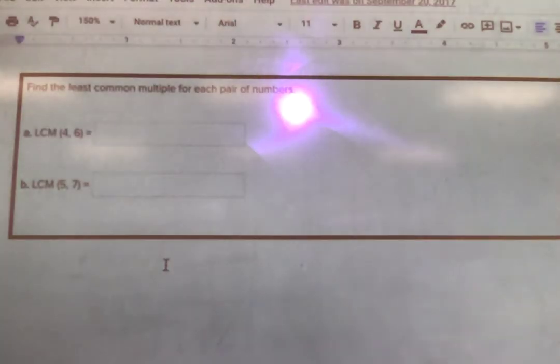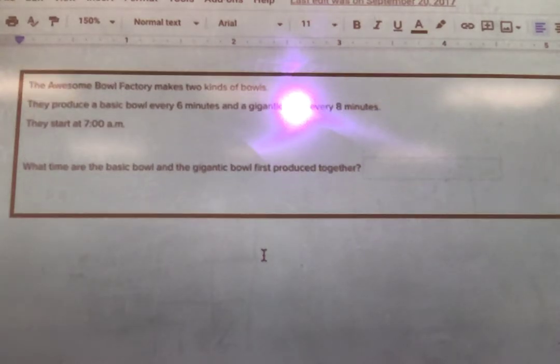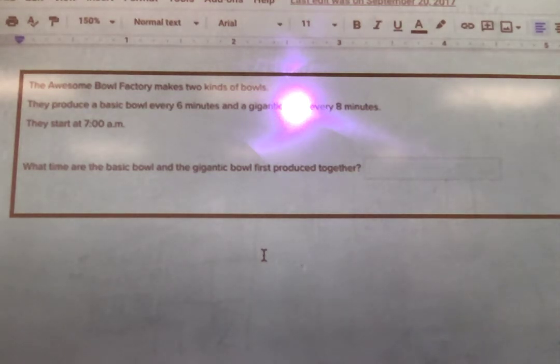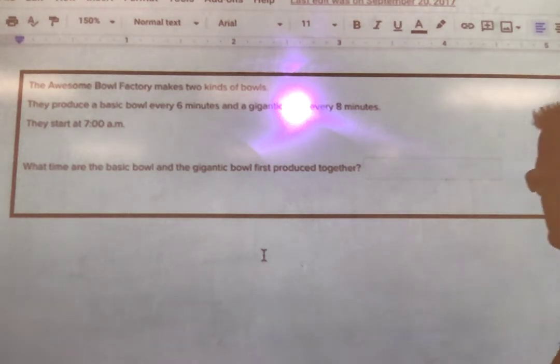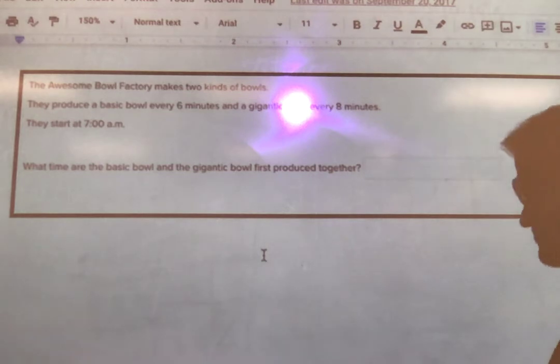All right, so now a real life type problem, where you can see something like this. Let's look at the second one that was on your exit slip. It talks about the Awesome Bowl Factory. It makes 2 kinds of bowls. They produce a basic bowl every 6 minutes and a gigantic bowl every 8 minutes. And they start at 7 o'clock in the morning. So we need to figure out what time the basic bowl and the gigantic bowl are first produced together. Well, it's the first time that they're made at the exact same time. And that's a very common least common multiple type problem.